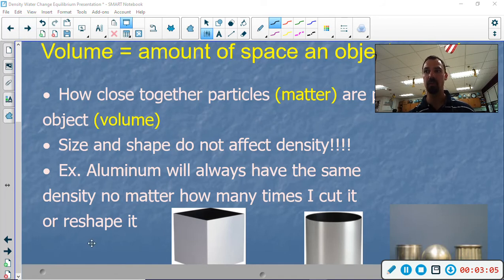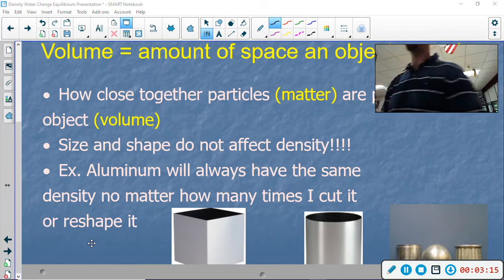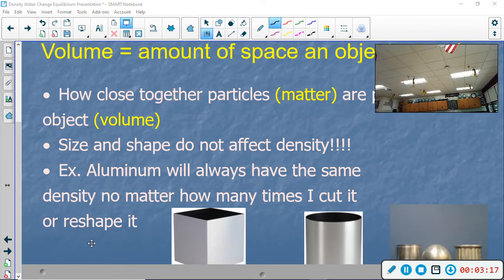Also to know, you're not just going to have to calculate density. Sometimes you have to find volume and mass. So I'm going to show you a quick cheater method on the smartboard. So I'm going to go over there and draw it for you. Okay, so just a little cheater method for this.